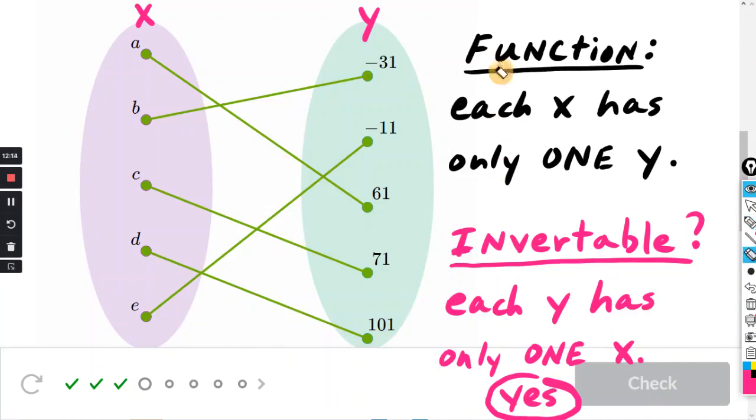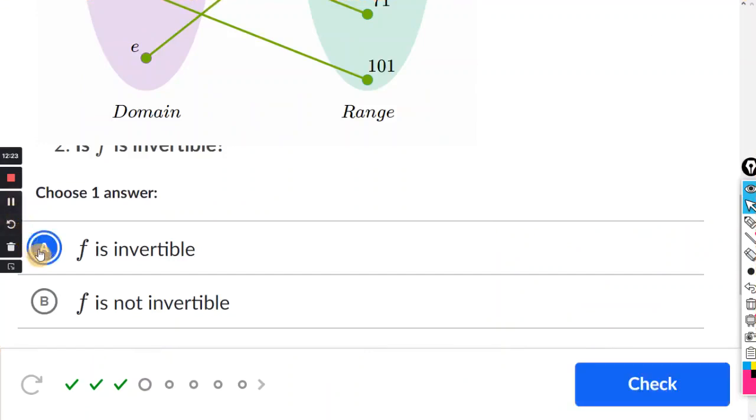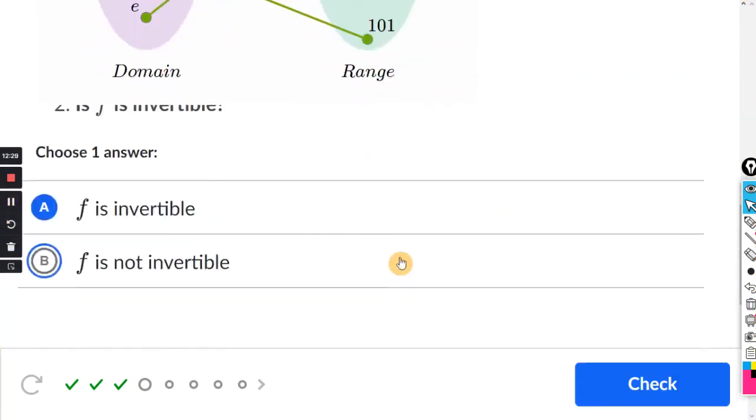To prove that it's a function, each x has to have only one y. For the inverse, it is reversed. So the answer is yes, f is invertible. I think I spelled invertible wrong, I-B-L-E. I think I did A-B-L-E. Anyhow, the answer is yes.